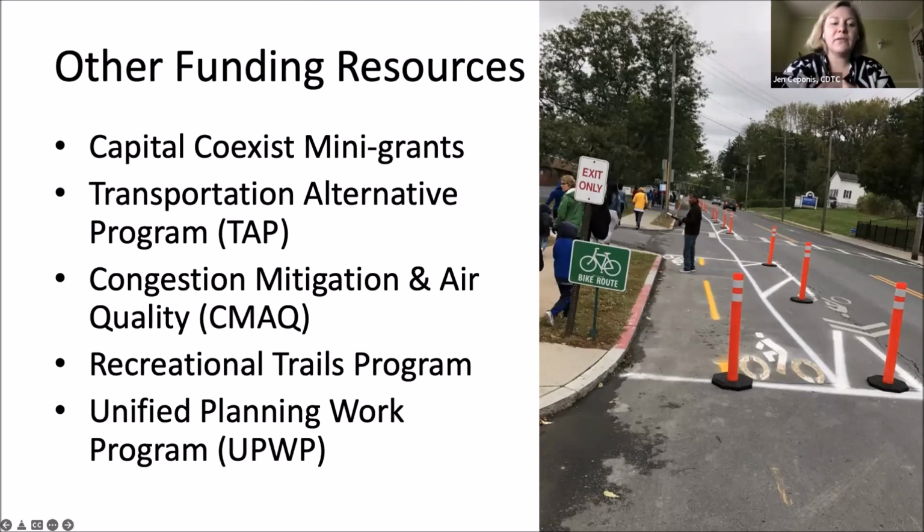CDTC often has funding available, federal transportation planning and other funds for transportation planning and for implementation of capital projects. The Capital Coexist Mini Grants Program is a small traffic safety program that supports local bicycle and pedestrian safety outreach events like demonstration projects or community events led by law enforcement. They're not currently open, but the Transportation Alternatives Program and Congestion Mitigation and Air Quality Programs both support bicycle and pedestrian and other transportation projects that reduce greenhouse gas emissions like roundabouts and other projects.